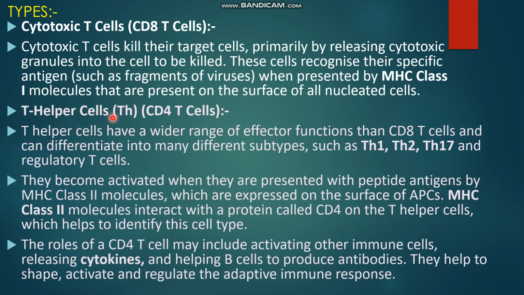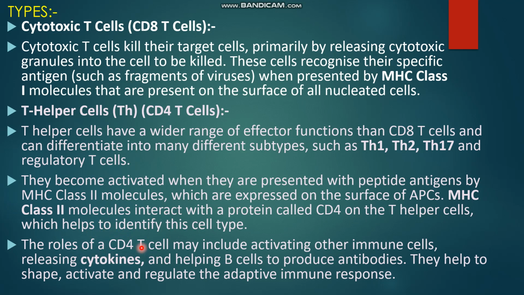Another is T helper cell, TH, CD4 T cell. T helper cells have a wider range of effector function than CD8 T cells and can differentiate into many different subtypes such as TH1, TH2, TH17 and regulatory T cell. They become activated when they are presented with a peptide antigen by MHC class 2 molecules which are expressed on the surface of APCs. MHC class 2 molecule interacts with a protein called CD4 on the T helper cells, which helps to identify this type of cell.